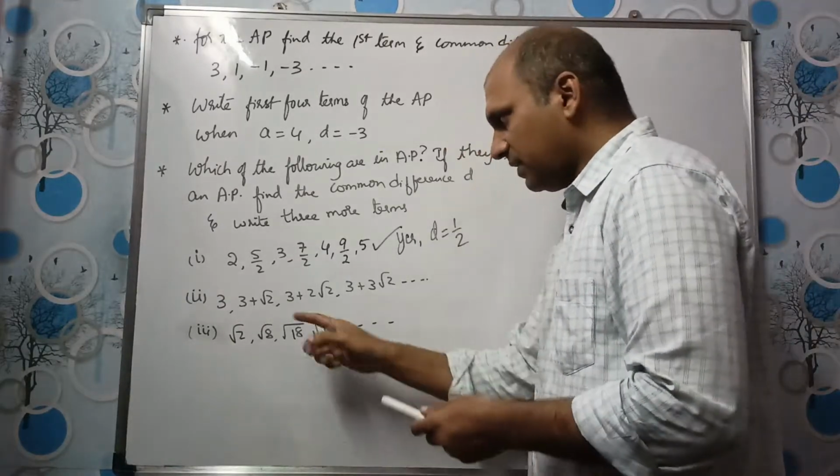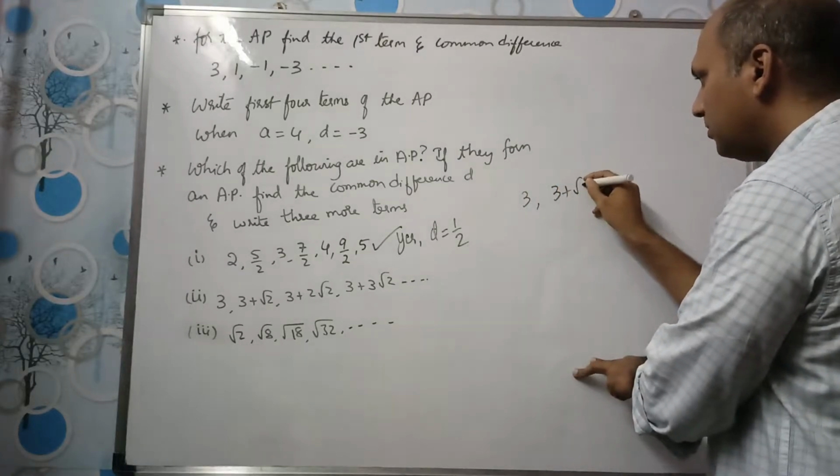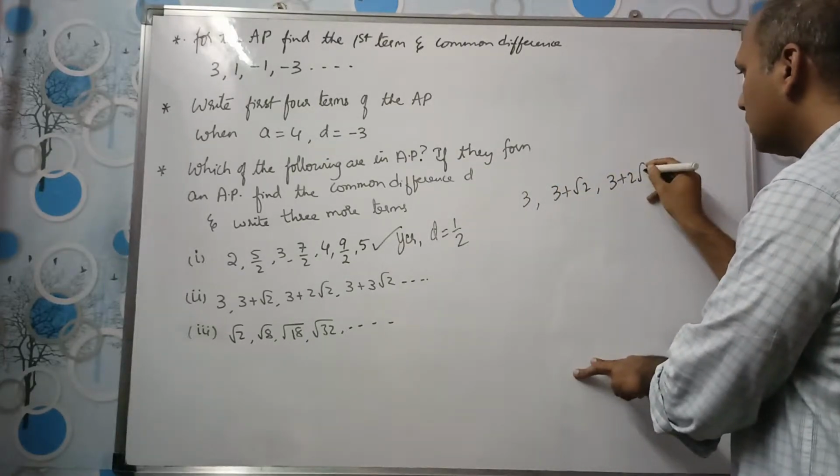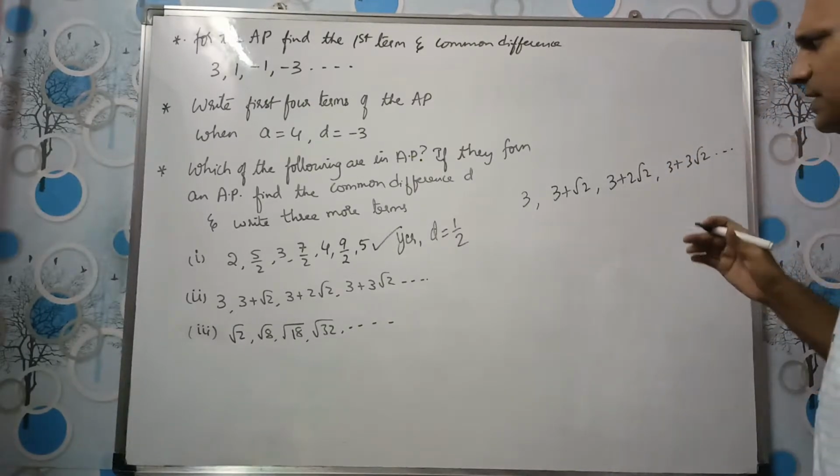Okay, I hope you have done that. Let us do the third one. 3 plus root 2, 3 plus 2 root 2, 3 plus 3 root 2, and so on. Is this an AP or not?